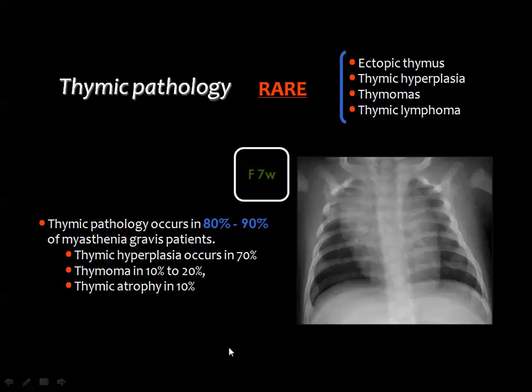And then the thymic pathology occurs in about 80 to 90% of patients with myasthenia gravis. This pathology may be in the form of hyperplasia in most of the cases, thymoma in 10 to 20% of the cases, and thymic atrophy in 10% of the cases.